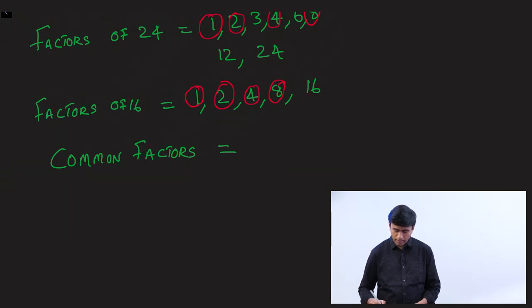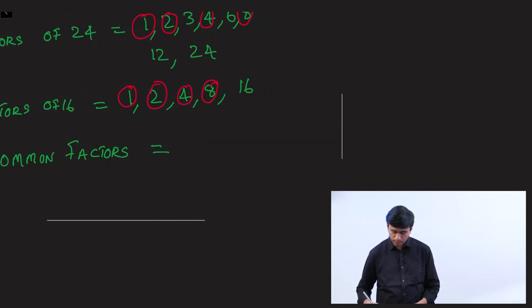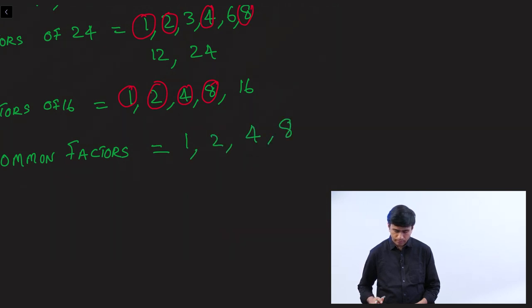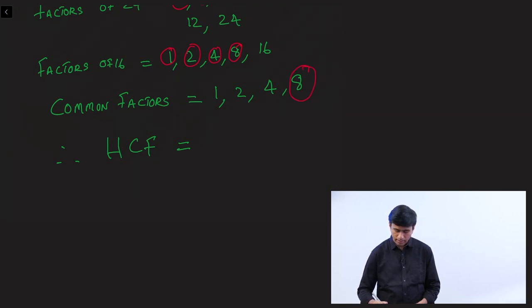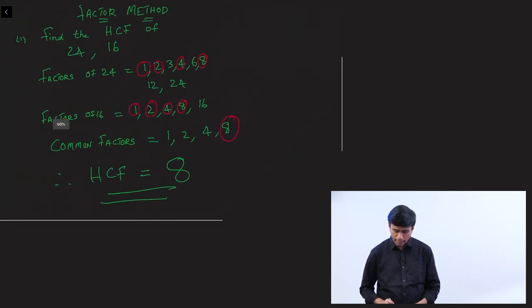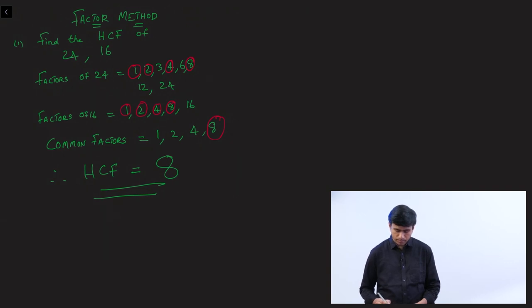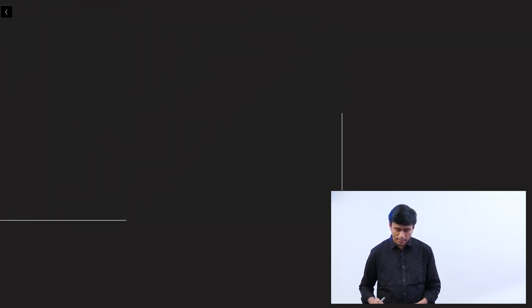That's it. So let's write down the common factors. Common factors are 1, 2, 4, and 8. Therefore, the highest common factor is, which is the highest common factor here? It is 8. So the highest common factor is 8. There you go. That is how you can find the HCF of given numbers using factor method. Let's go to the next method.